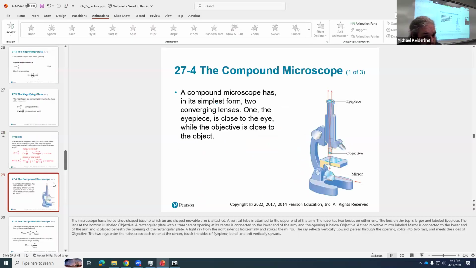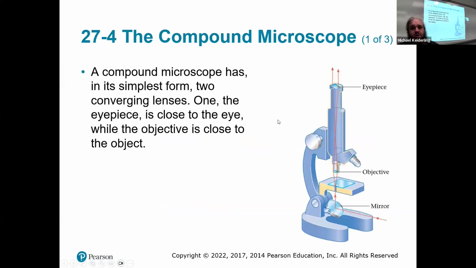And where are we? Well, I'll quickly go over the microscope, but I think that'll be the last thing we cover since so few people are here and we're ahead of schedule anyways.